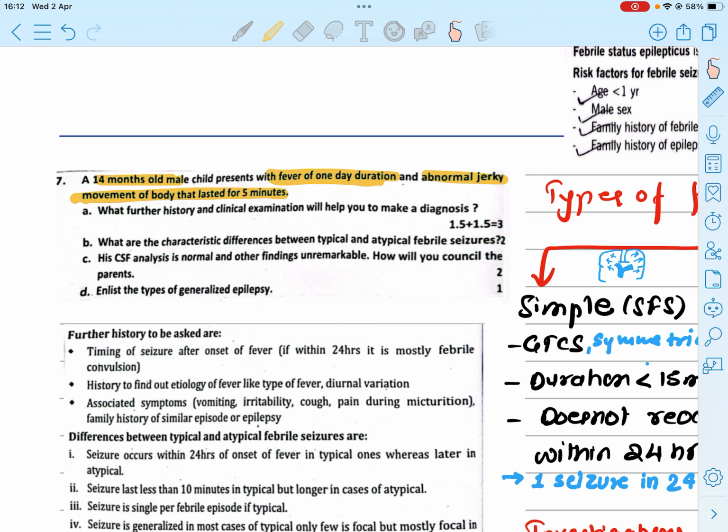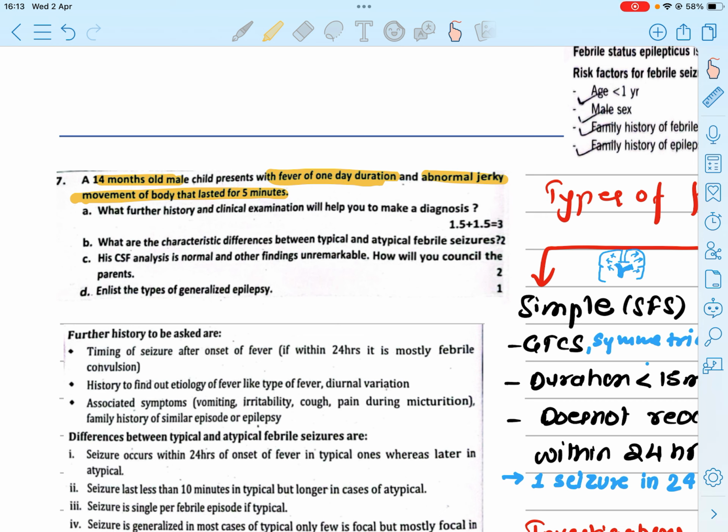And what are the characteristic differences between typical and atypical febrile seizure? Third, CSF analysis is normal and other findings are unremarkable. How will you counsel the parents and enlist the types of generalized epilepsy?